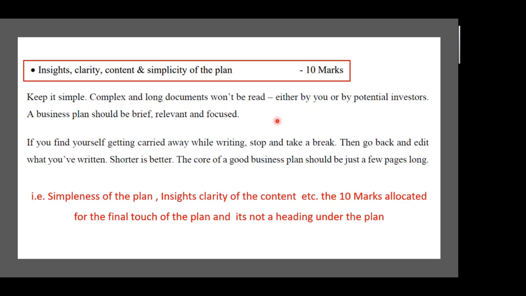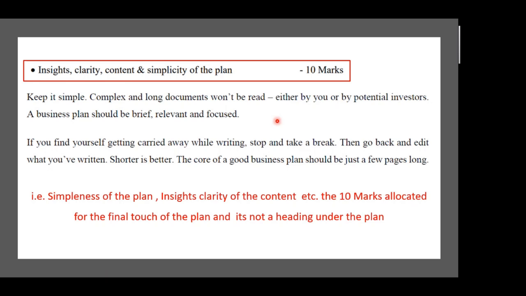Remember, this is not a topic in your business plan. This is the marks allocated for the final touch, or the final glory of your report: the appearance, clarity of your content, simplicity of your plan, the final glory of your report. We have allocated 10 marks.